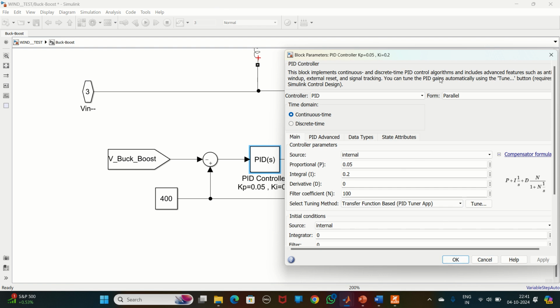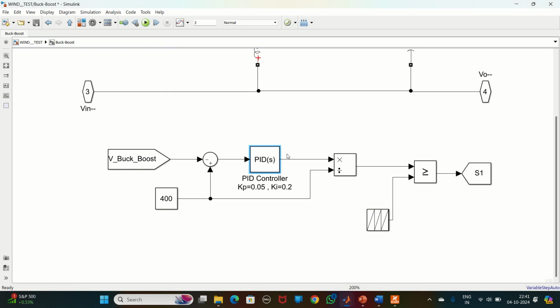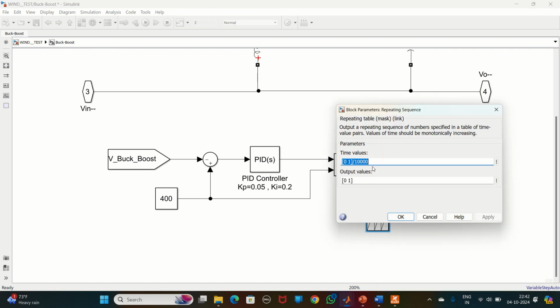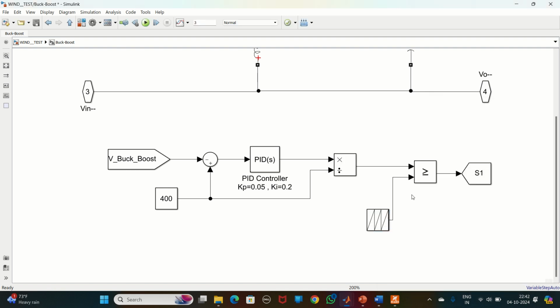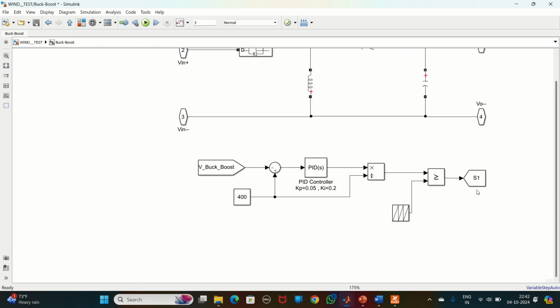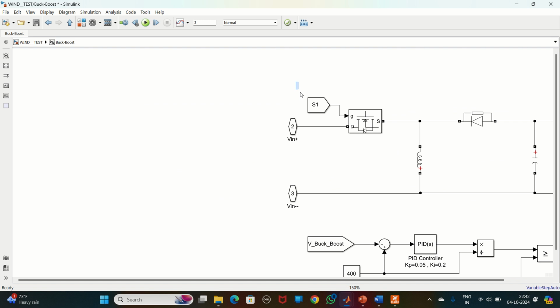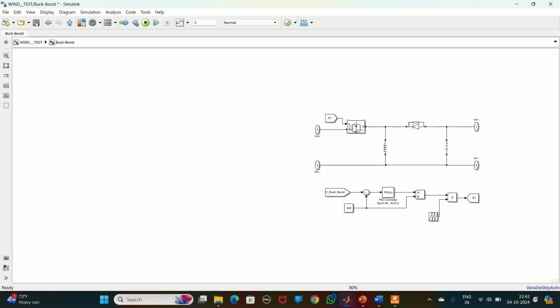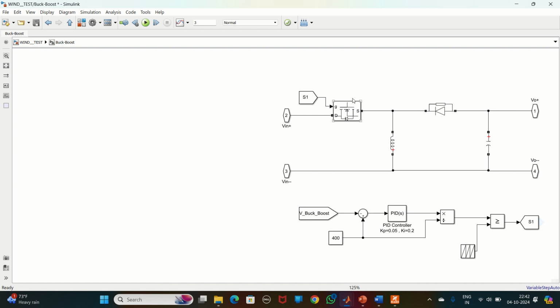Then we multiply and divide, this is the normalization process again. We have already discussed this. I am dividing by 400 so that whatever the signal may be, it will be in per unit. Then I am comparing this with the sawtooth waveform. Here I am maintaining a 10 kilohertz frequency. Whatever pulses are there, I am giving to the buck boost converter switch. Here I have given the switch.